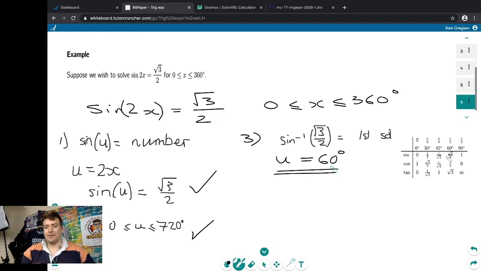Good. Well done. If you got stuck and you couldn't remember, you can always stick it in your calculator anyway, if you can't remember this table or the special triangles. But I hope you can, because we did them last lesson. Now, step 4, excuse me.